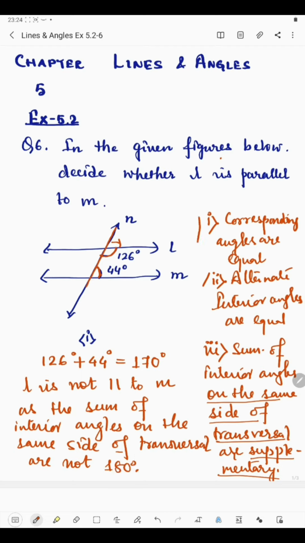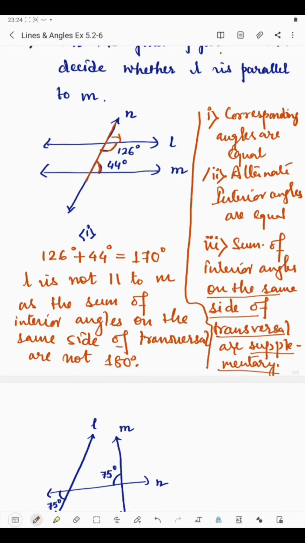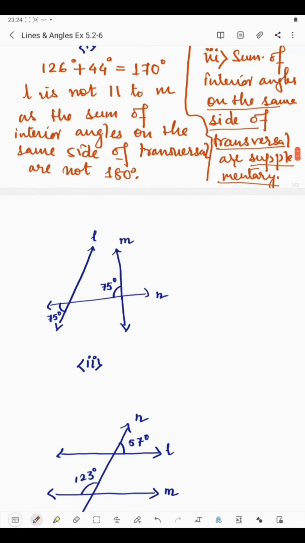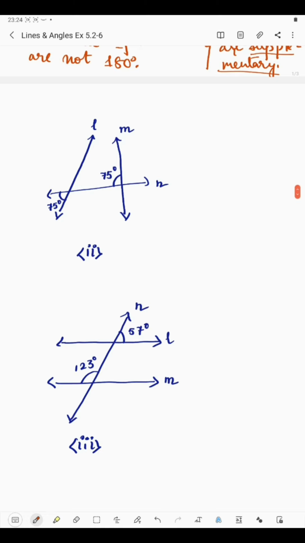Okay, so we'll write the reason as: the sum of interior angles on the same side of the transversal is not 180 degrees, or not supplementary, so the lines are not parallel. Now coming to the second part. By seeing the figure, we can identify that lines L and M are not parallel, as the distance between these two lines is not the same, right? But we have to verify it.